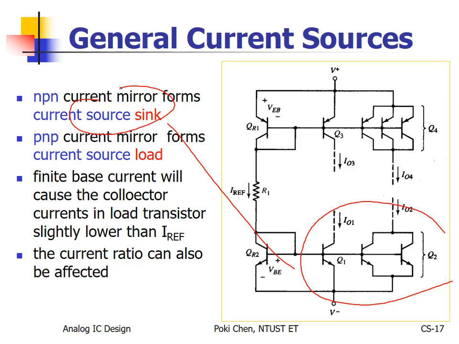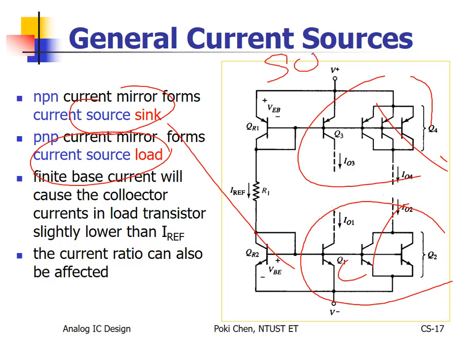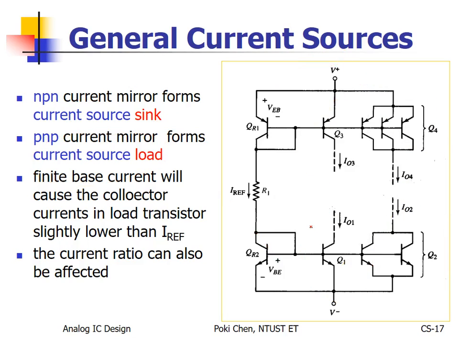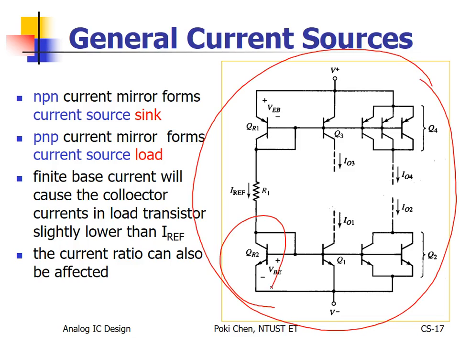We have the n-type current source, which we call current source sink, and also the p-type, which we call output current source load. Anyway, sinking or sourcing. Sometimes we call it sourcing because you push out the current. Okay, as you like.